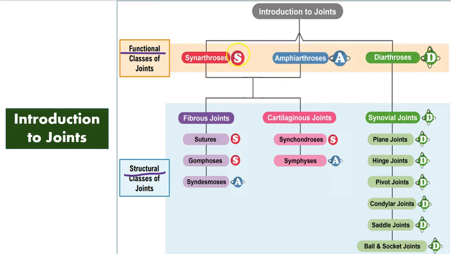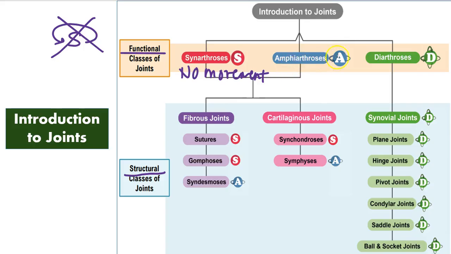So synarthroses is going to be symbolized by S. You see there's no line surrounding it. It's just a straight up S. There are no lines surrounding it. And because there are no lines surrounding it, that means we're looking at something that has no movement, or very, very tiny movements if possible.